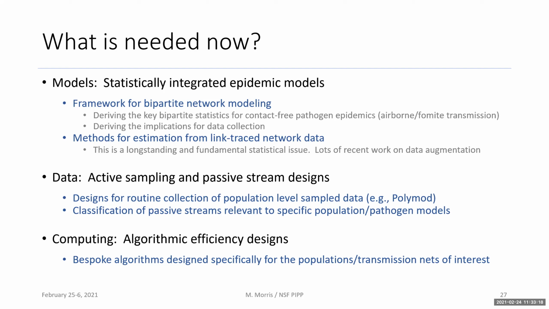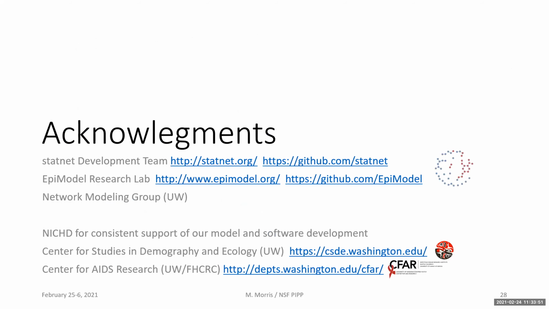Finally, on the computing side, I would say we need more designs for algorithmic efficiency. And my sense is that the big gains are going to come now from bespoke algorithms that are designed specifically for the population and transmission networks of interest. Over the last couple of months, after 20 years of working with these algorithms, we've experienced another 4 to 6 fold order of magnitude reduction in computing time, largely by developing some bespoke algorithms.